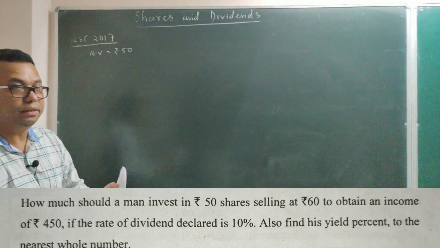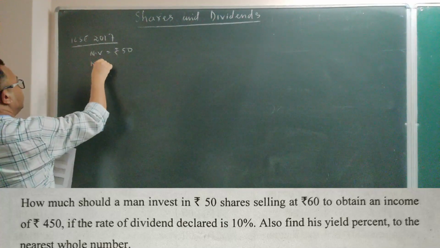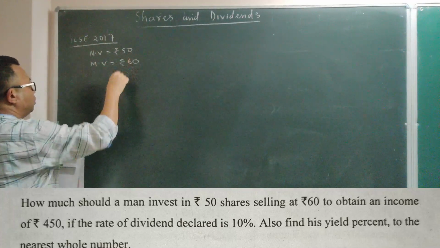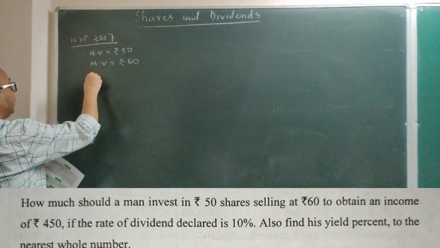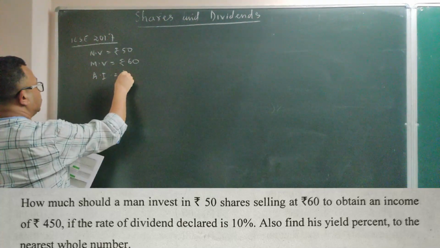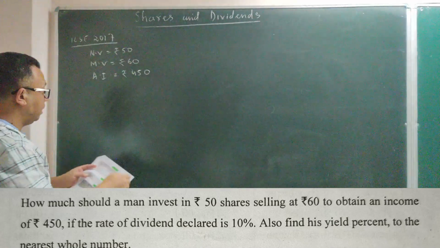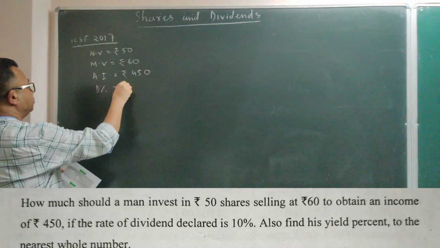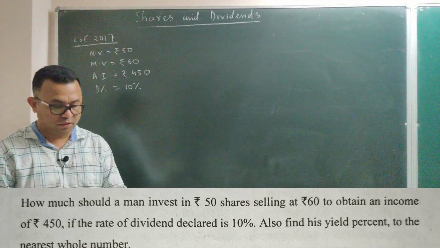Selling at rupees 60. So market value is rupees 60. To obtain an annual income. So now you can see again, this is also like type 2 only. So this is 450 annual income, and dividend percent is 10%. Also find the yield percent to the nearest whole number.